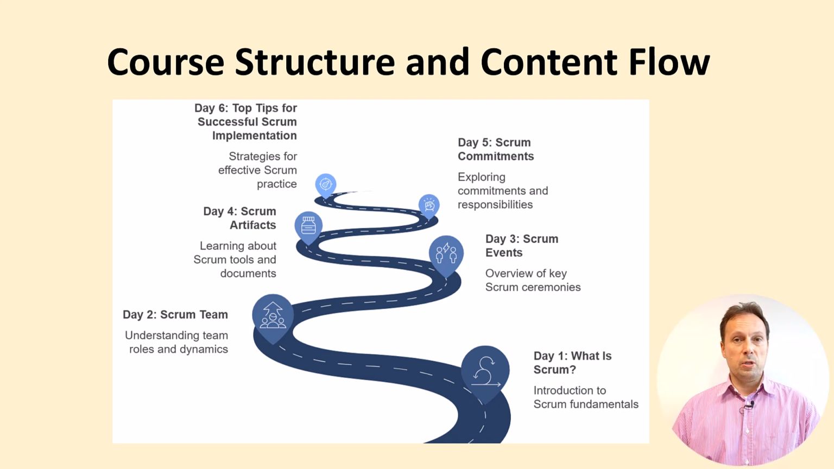On day three, Scrum events, we'll explore the key Scrum events: sprint planning, daily Scrum, sprint review, and the sprint retrospective. Day 4, Scrum artifacts. We'll discuss the essential Scrum artifacts: product backlog, sprint backlog, and product increment. Day 5, Scrum commitments. We'll examine the commitments made during sprint planning: sprint goal and sprint backlog.